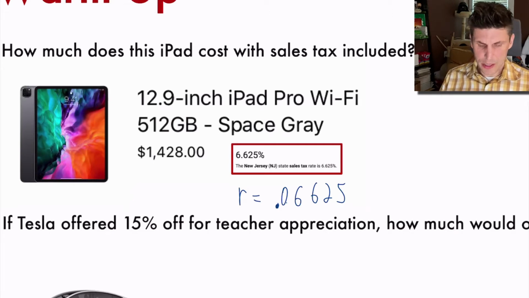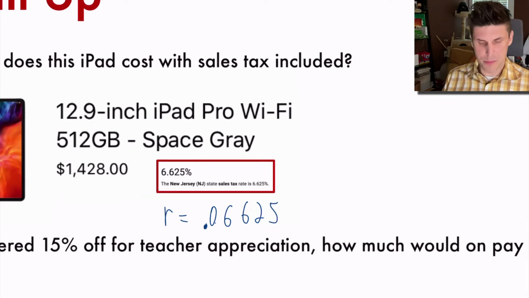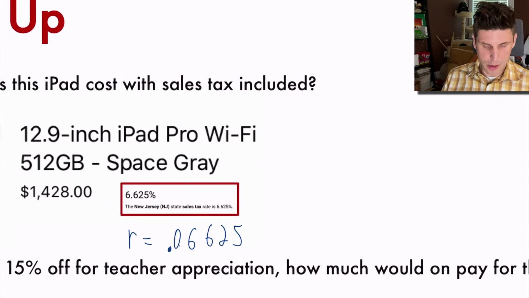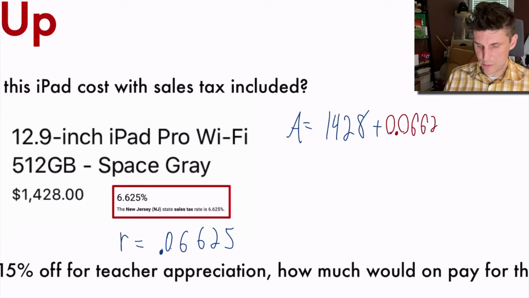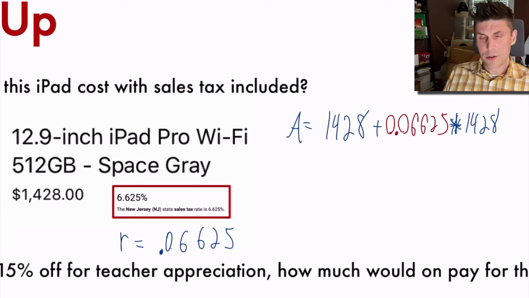So let me show you the origin of why you're allowed to do the 106% technique. So the technique, the original one that I said, is just add the tax to the base price, which is something you would see on a receipt. That would make more sense. We're going to take our base price, which is $1,428, and we're going to add that to the tax, 0.06625 times the original 1,428. And when you compute that, you get your answer.